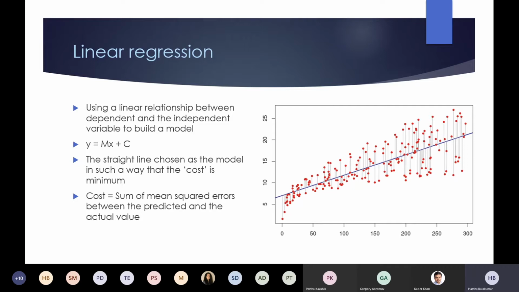We saw how the line of best fit will be arrived at by trying to minimize the errors. We had something called a cost function, which we had derived. There's a formula. I'll move to the Excel sheet soon and talk about that there. The cost function is the sum of the mean squared errors between the predicted and the actual value. With an attempt to minimize the cost function, the model finds the line of best fit.